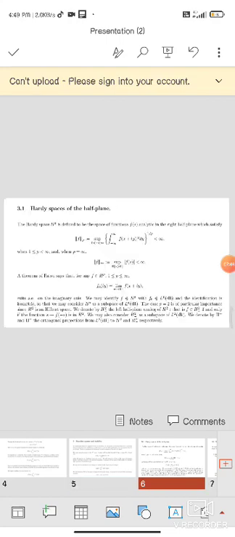Hardy spaces of the half plane. Here we will see Hardy spaces for the half plane. The Hardy space H^p is defined to be the space of functions f(s) analytic in the right half plane which satisfy that the supremum over x greater than 0 of the integral from minus infinity to plus infinity of the norm of f(x plus iy) to the power p dy, to the power 1/p, is less than infinity, and whose boundary values exist on the imaginary axis. We may identify f belonging to H^p with its boundary function on the imaginary axis.